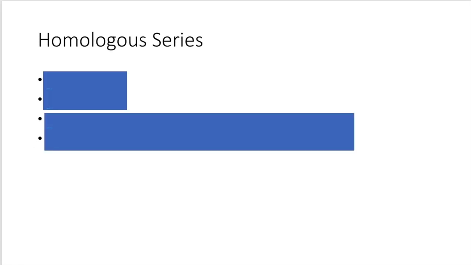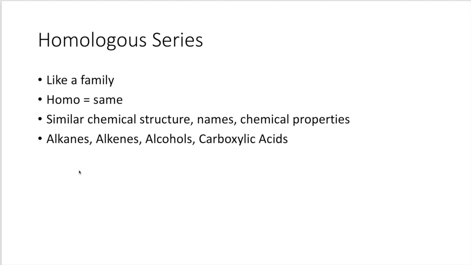Okay, so next we talk about homologous series. Every time you look at this, you can think of it as a family. Homo means the same, logous means alike. So these are the same class, the same classification of chemicals, they look the same, they have similar names, they behave the same chemically, and take part in very similar chemical reactions. Of course for secondary school level, we'll be covering only alkanes, alkenes, alcohols, and the carboxylic acids.